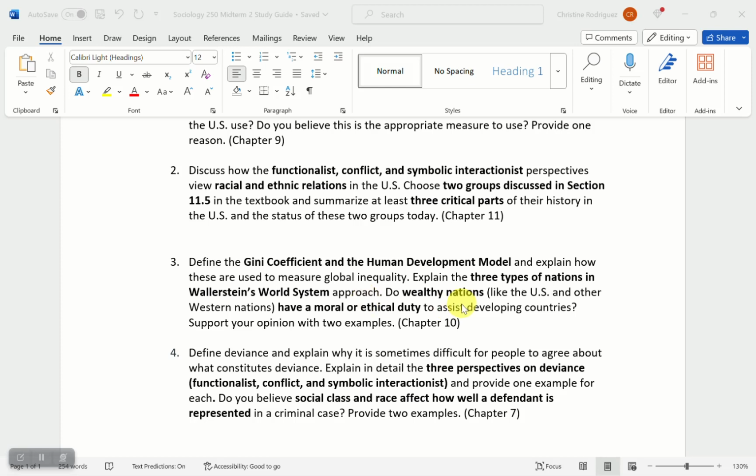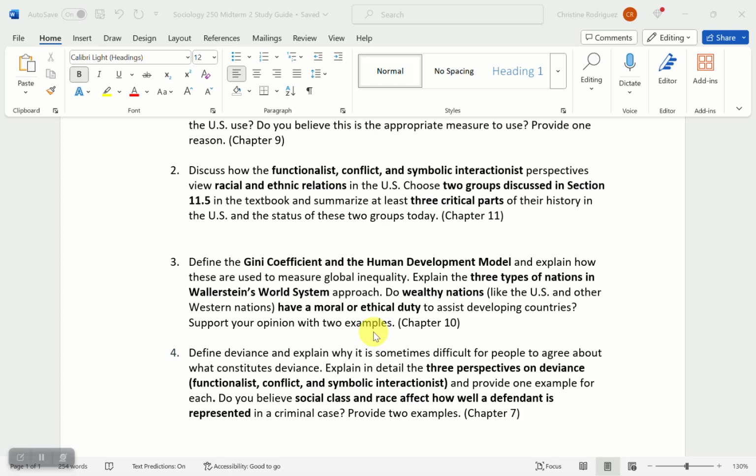Do wealthy nations, like the US and other Western nations, have a moral or ethical duty to support or to assist developing countries? Support your opinion with two examples. This is just your opinion. Maybe you say yes, maybe you say no. There are many people in the US who say, no, we don't. That's their issue, not ours. Let's fix our problems first.